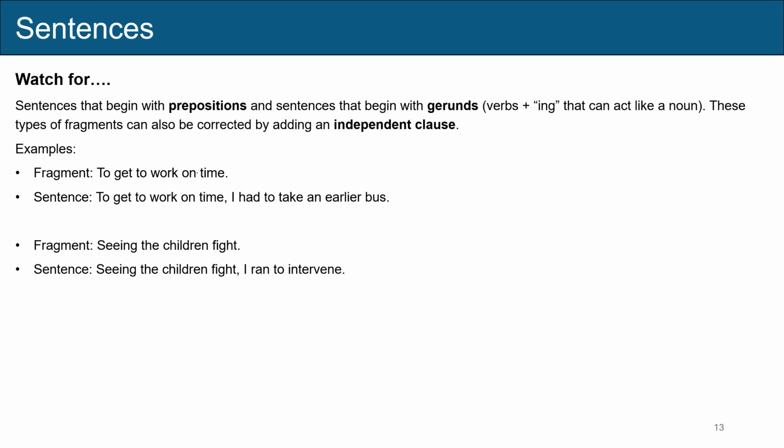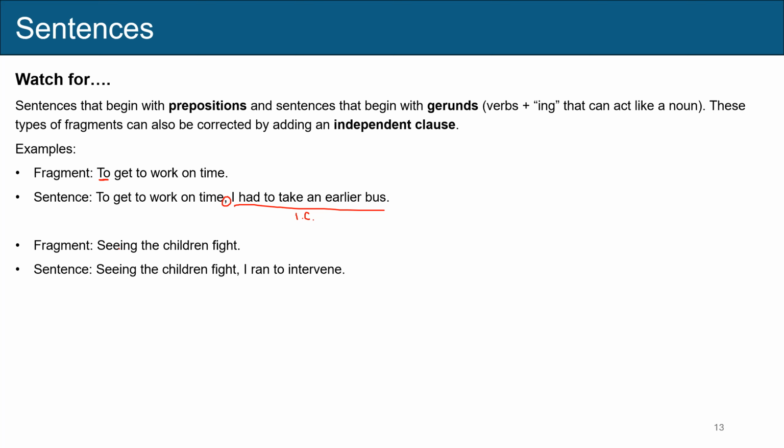So here I have a preposition because to is a preposition. To get to work on time, not a complete thought. To get to work on time, I had to take an earlier bus. Now we have a complete thought, and because we're starting with the prepositional phrase, we put a comma before we have our independent clause, the thing that could be a sentence by itself.